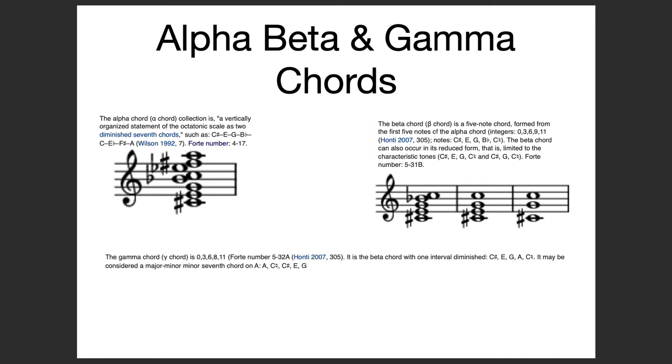Pretty juicy. Beta chords are, for example, C sharp, E, G. Sort of dominant 7 flat 9, and there are various inverted forms of them. And finally, the gamma chord, which is very major minor twisted. So, one example would be A, C natural, C sharp, E and G, with a Stravinsky feel to that. So sort of both a major 7 and a minor 7, kind of like a Hendrix chord.